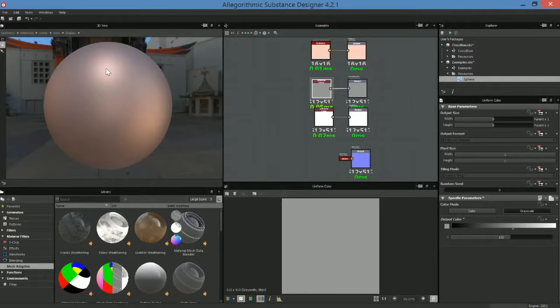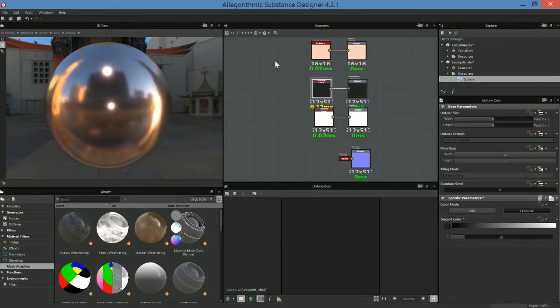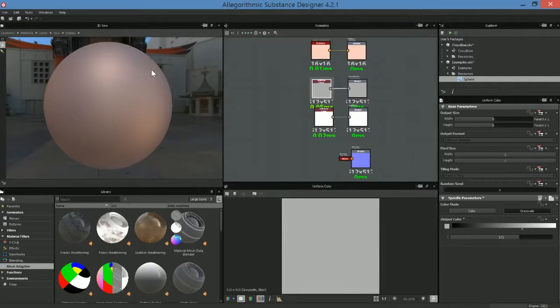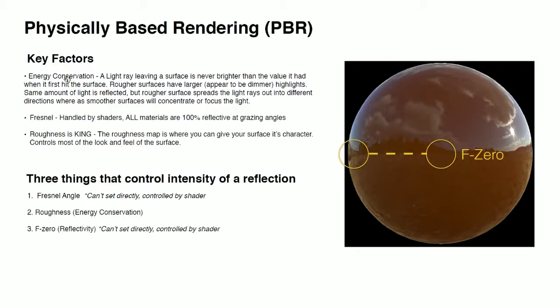Now, the key factor when it comes to PBR is energy conservation, meaning that the light appears to be dimmer, but the rays are not reflecting a different value, okay? It's just that the rays are being scattered so much that it appears to be dimmer. The same light rays that are reflecting here are being reflected here. It's just that they're more scattered because we've increased our roughness. So that's what we're talking about when we mention energy conservation, which is a big key point in PBR. And the other point of this is Fresnel.